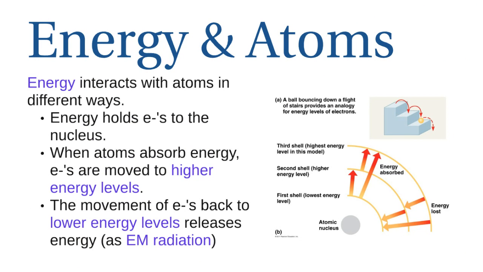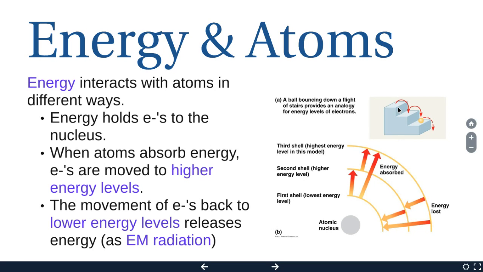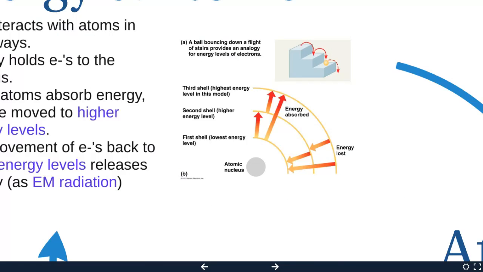Besides the actual matter itself, we're interested in the energy. The energy interacts with atoms in different ways. It either holds the electrons to the nucleus. When atoms absorb energy, energy is moved to higher energy levels. And then when it comes back down, that's when energy is released. So the energy that's needed to perform functions, it requires that movement of the electrons to higher orbitals and then back down. And so you can think of it almost like the bouncing ball going up the stairs and back down the stairs.